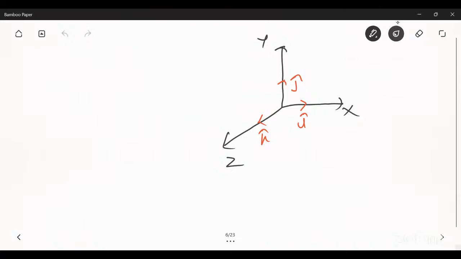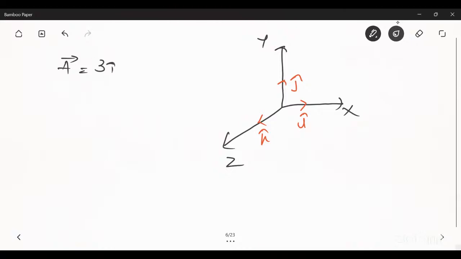Now we have seen that on the x-axis there is a unit vector which is equal to i cap. On the y-axis there is a unit vector which is equal to j cap, and on the z-axis the unit vector is equal to k cap. Remember one thing: a vector can be represented if any one of the three terms i, j or k is present.